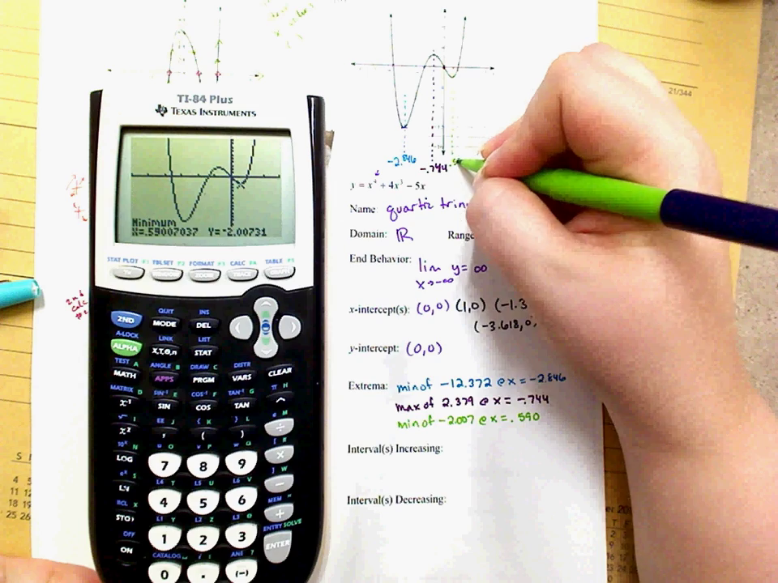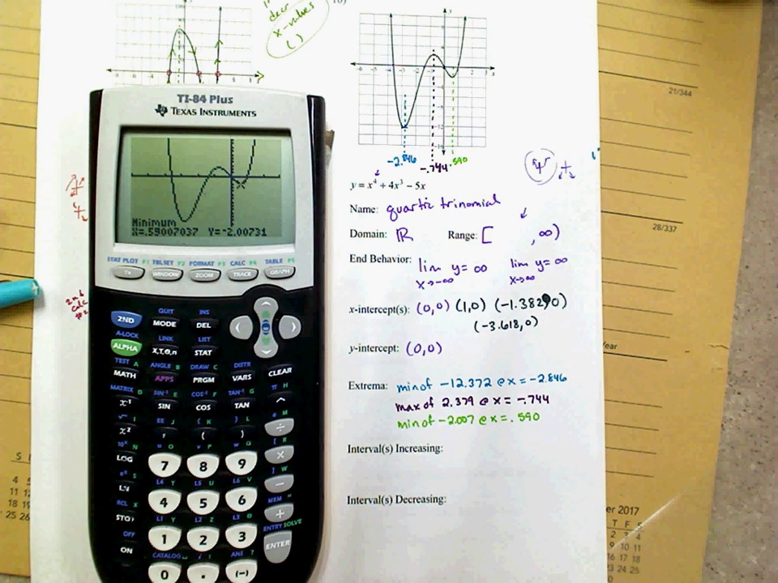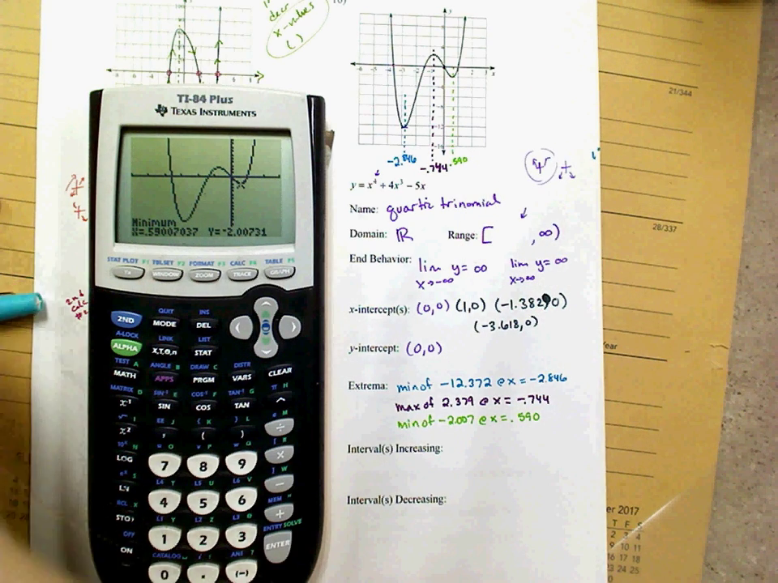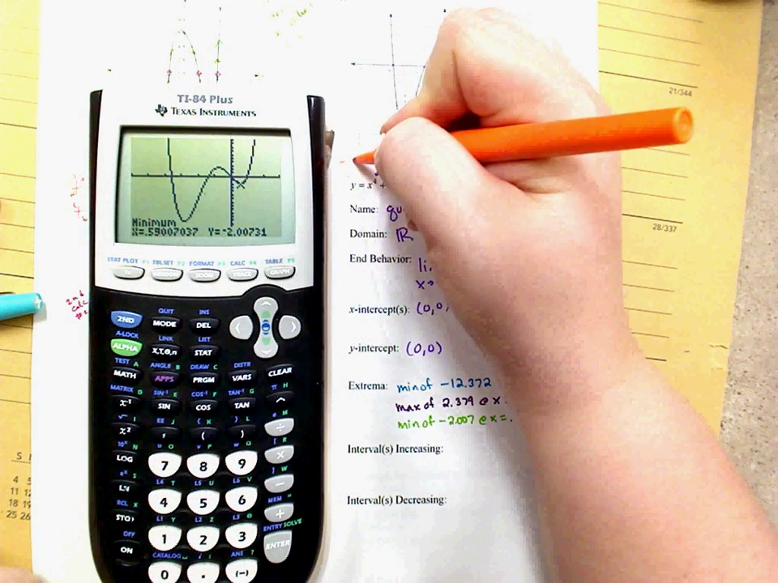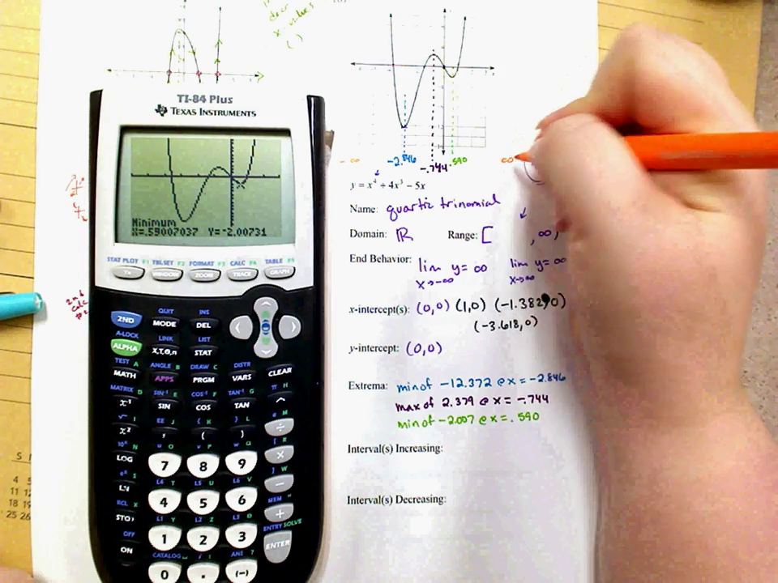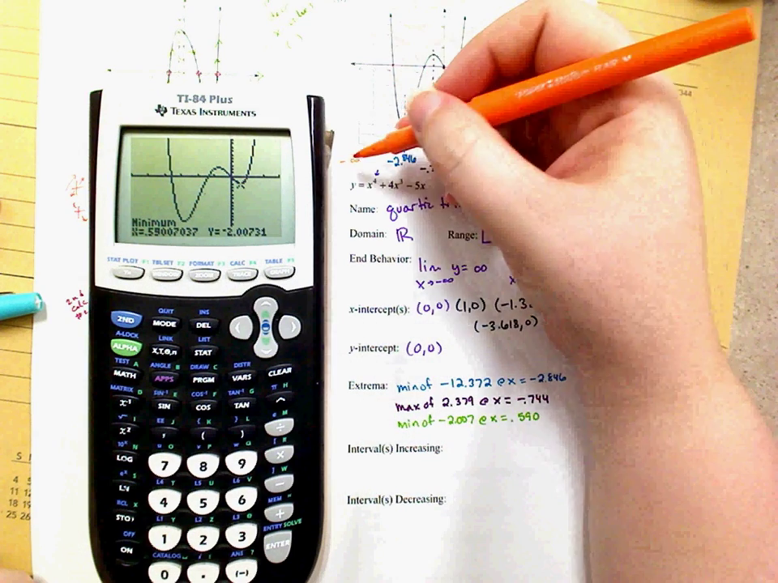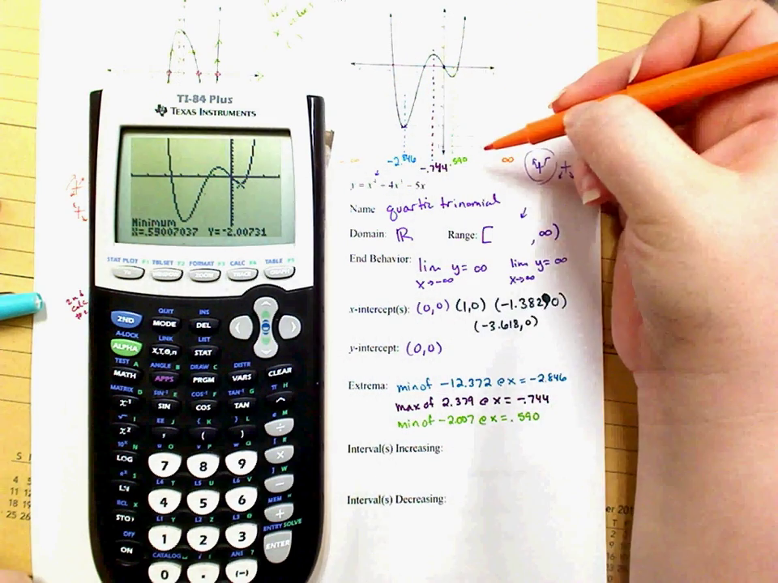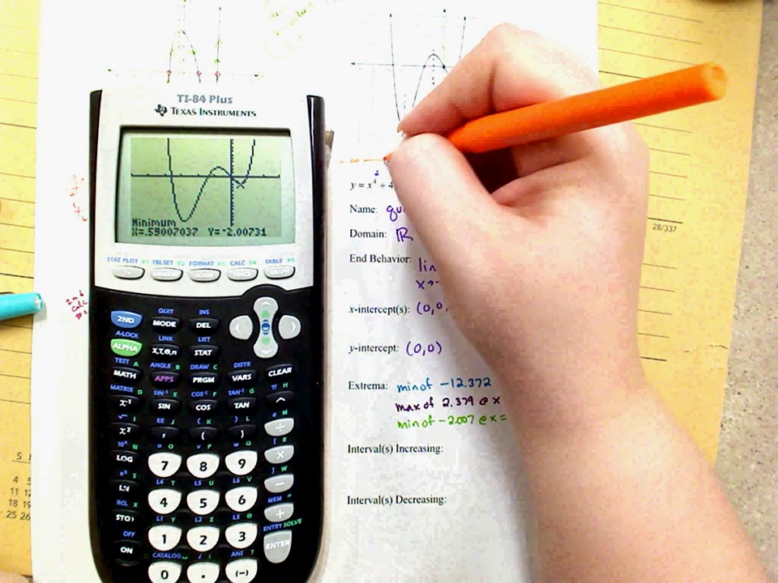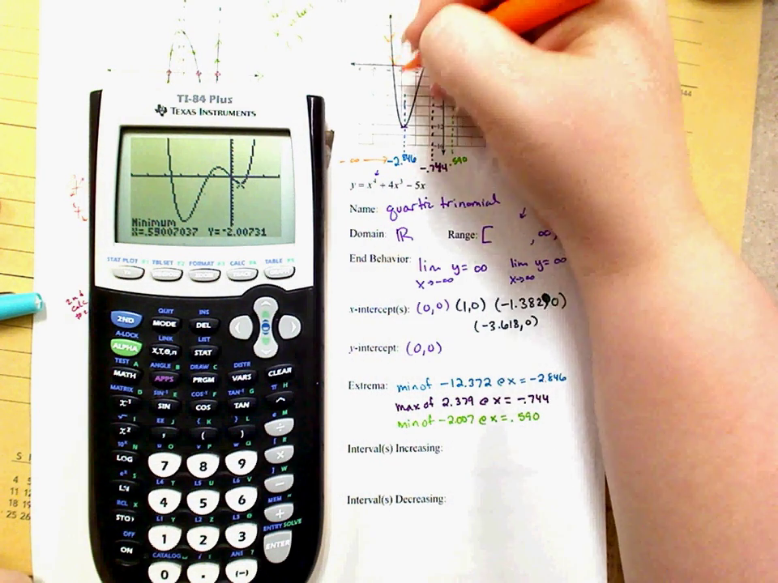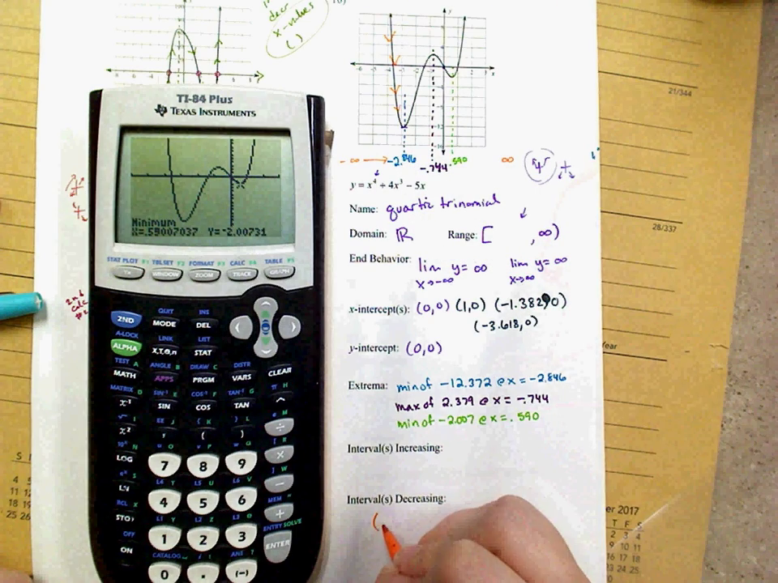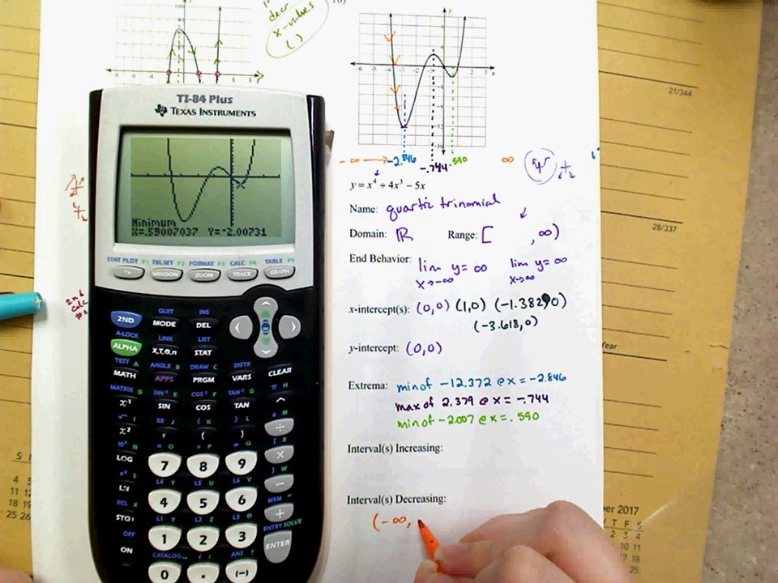And remember, intervals of increasing and decreasing, we're going on the x-axis, so over here we've got negative infinity, and over here we've got positive infinity. Even though it's up to positive infinity, I don't really care. We're talking about the intervals of x. So, starting from the left, the function is decreasing. So I am decreasing from negative infinity to negative 2.846.